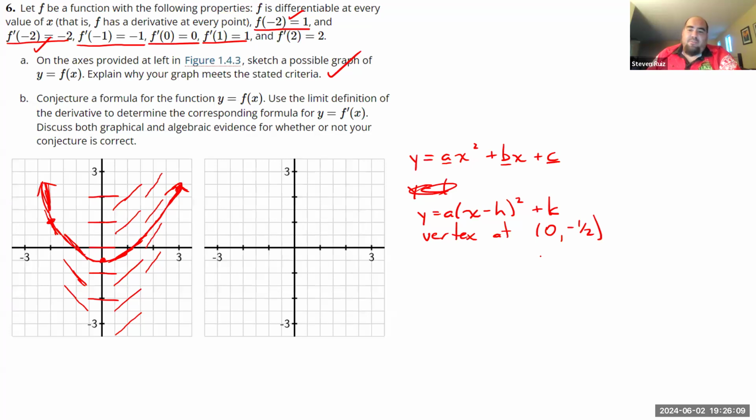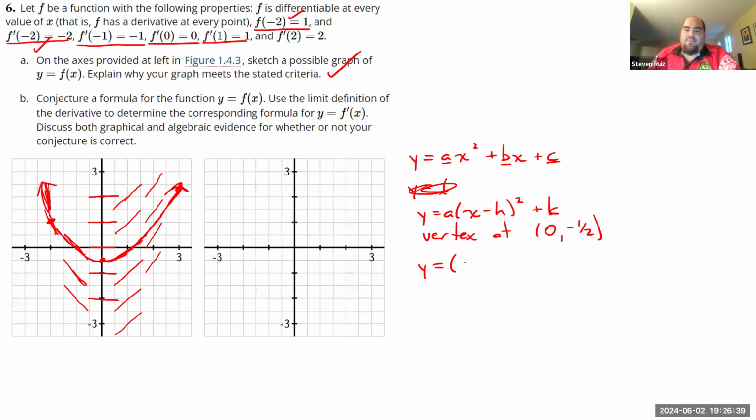By the way, your graph might look a little bit different from mine, just because, like I said, we have very limited data to go off of. But I think the parabola is something we want to focus on. So we have a vertex at 0, negative 1/2. I'm just going to say, for simplicity's sake, that A equals 1. Again, right now, this is kind of an estimate, kind of a guess. Let's see where we go from here.